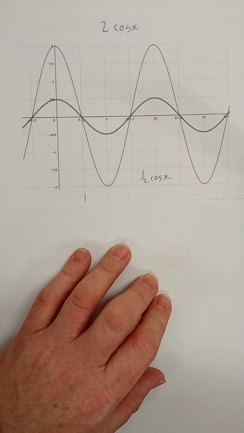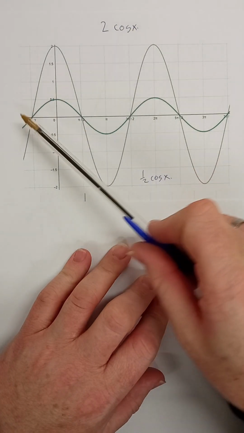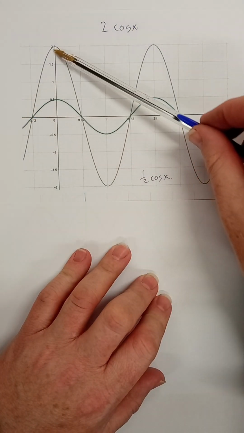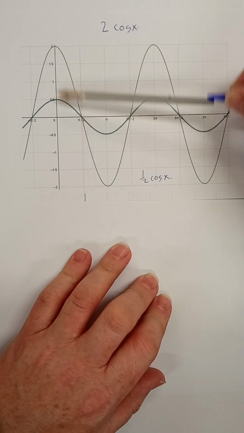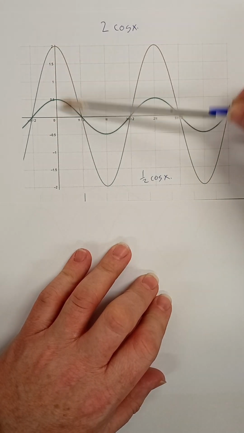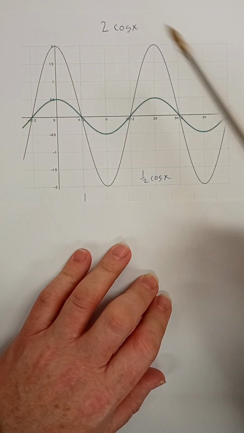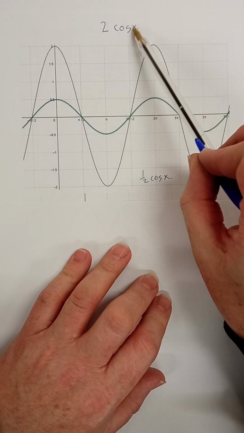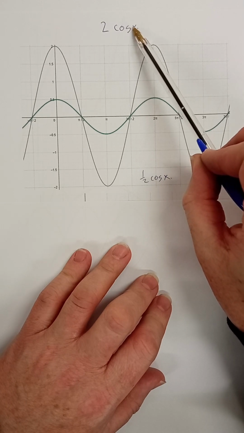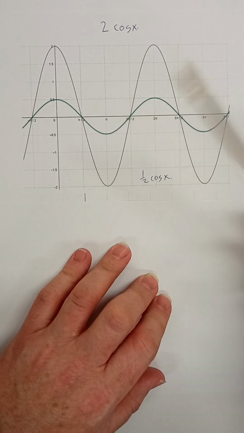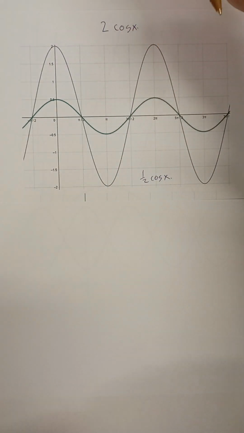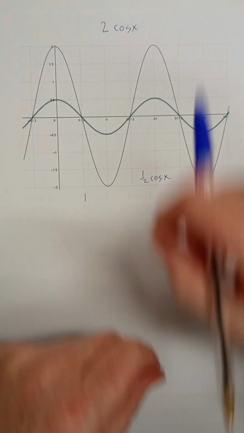Okay, so 2 cos of x stretches the function. The period remains the same because there's no number apart from 1 in front of the x. It's not greater than 1, not less than 1. So the period of cos stays the same as 2 pi. However, it has stretched it on the y-axis.